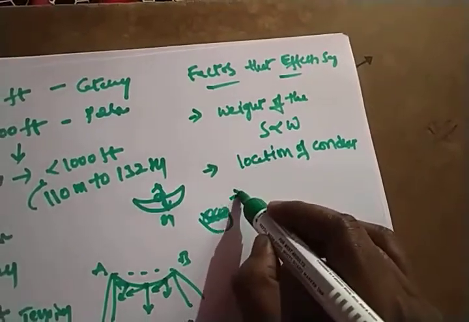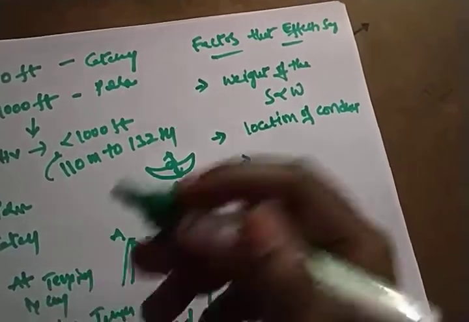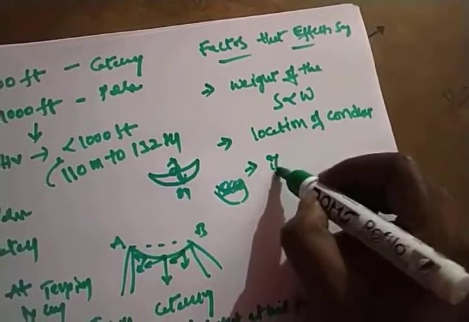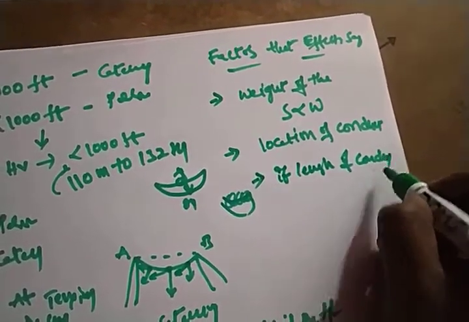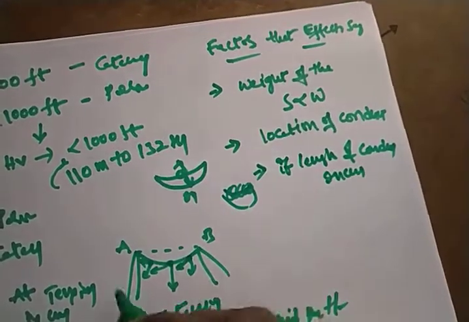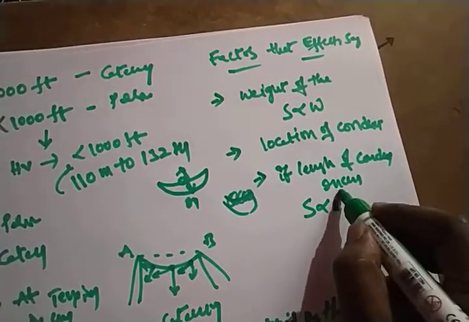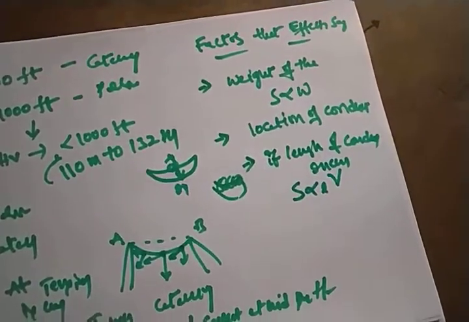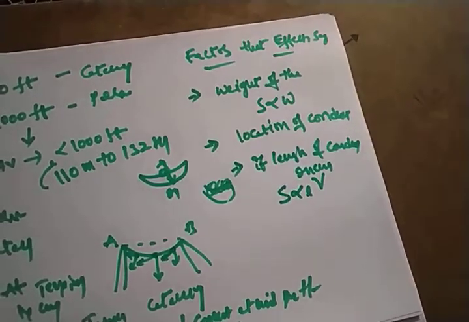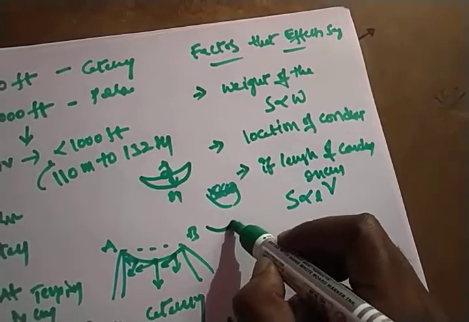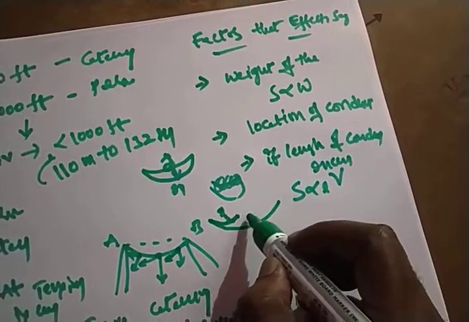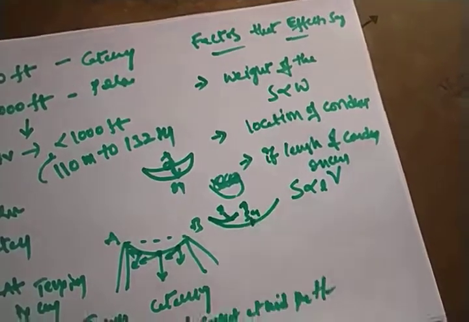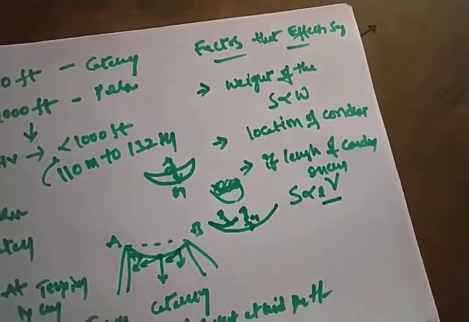Next, the third one is the length of the conductor. If the length of the conductor increases, what about the sag? The sag is going to increase. If the length increases, the sag is going to be downwards, right? If the length is like this, the sag will be here. If the length increases, the sag will increase. So these are the formulas, right?